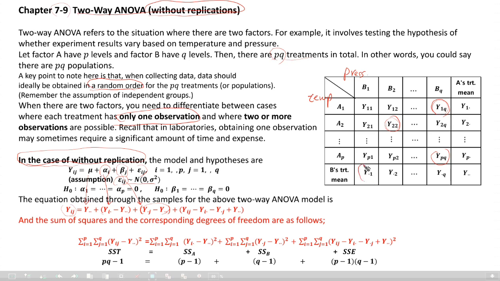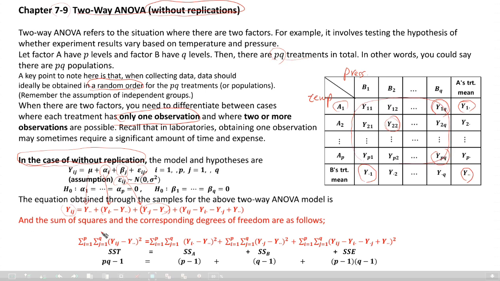This one, y dot 1, is B's treatment mean. Okay, A's treatment mean, first level A1, that mean is expressed y1 dot. It is my notation. Somebody may write y1 dot bar, something like that. But I use this notation for simplicity. Y dot dot is what? Grand mean, the total mean of these samples. Okay? Understand that? All right.